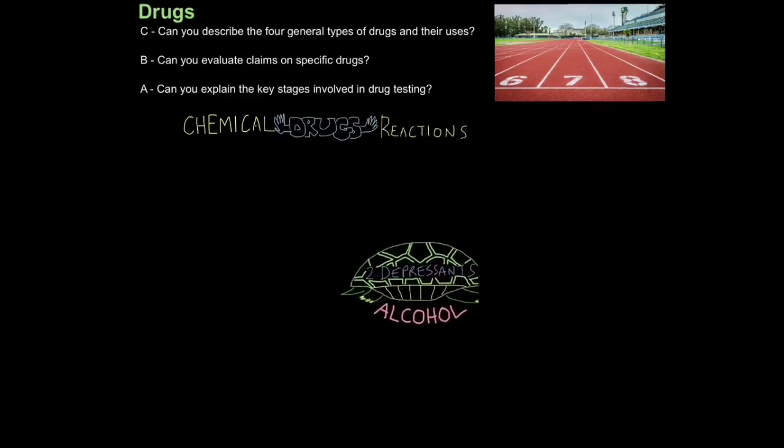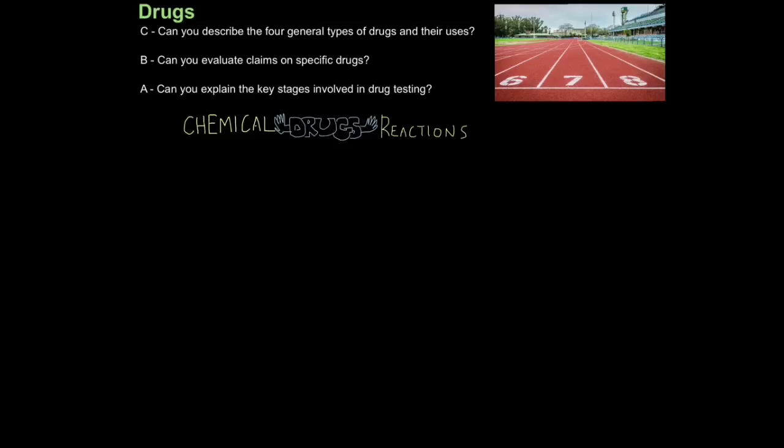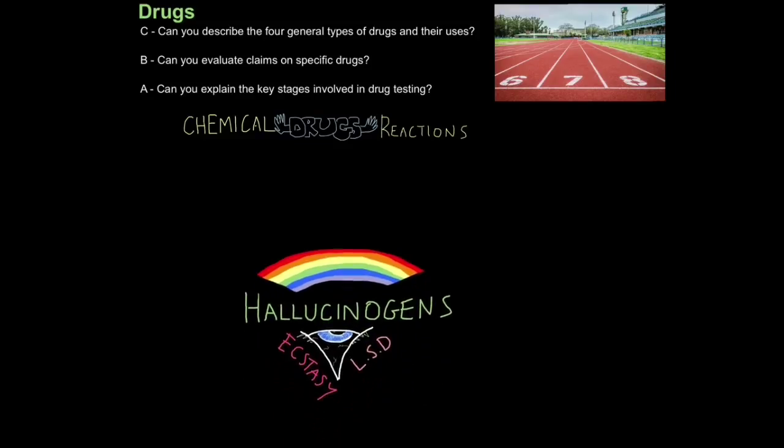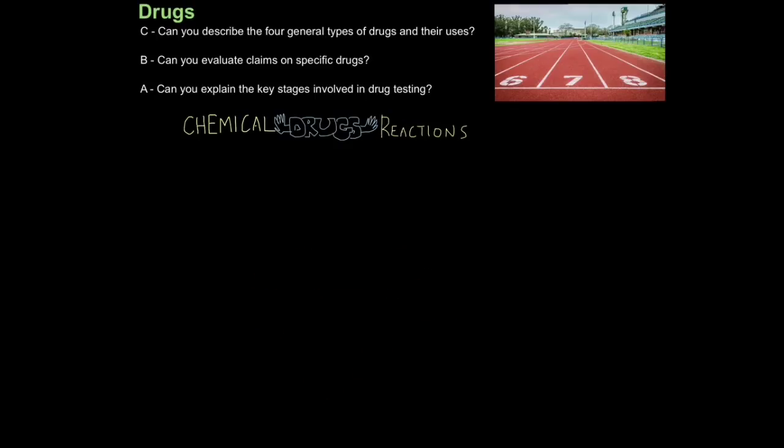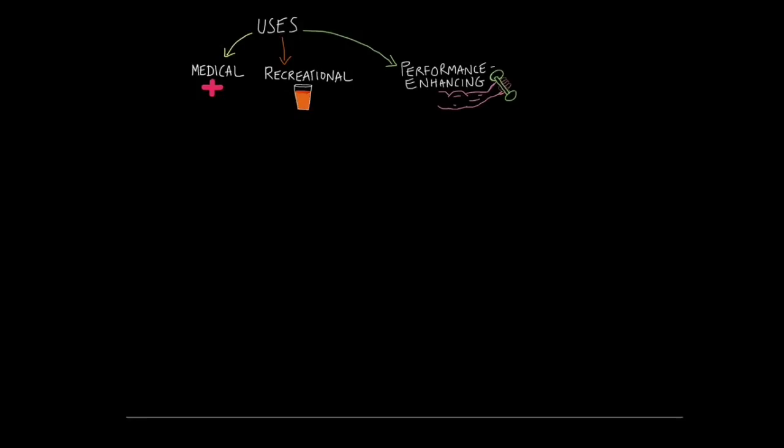The final group is quite different to the others mentioned, in that it's largely used for recreational purposes. They are the hallucinogens, examples of which include ecstasy and LSD. Hallucinogens target your nervous system and affect the way you perceive the world around you. For example, they commonly affect colour perception. So those are the 4 main types of drugs. But now let's look at their uses.